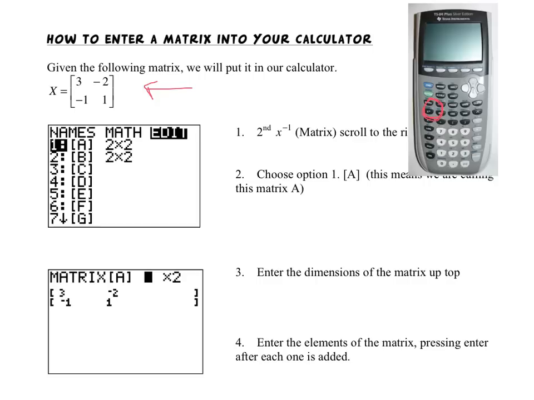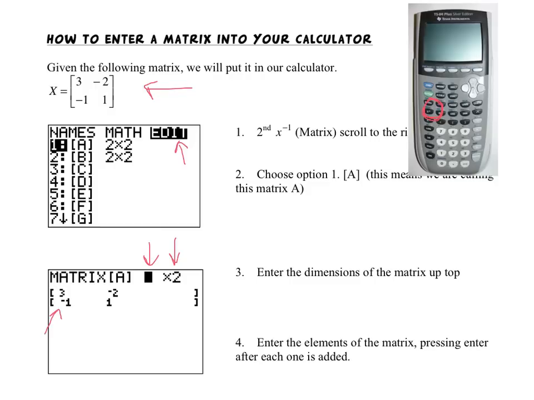Now, because we want to enter a matrix, you scroll twice to the right to edit. You're going to be putting in the matrix that you want to put in. The first thing that you're going to be asked is the dimensions of the matrix up here. It asks you how many rows does it have, how many columns does it have. So ours is a 2 by 2 matrix, so you will press that, hitting enter between each number. And once you do that, it will take you inside the matrix where you're going to enter the elements of it. So ours is 3, then you hit enter. Negative 2, enter. Negative 1, enter. 1, enter.